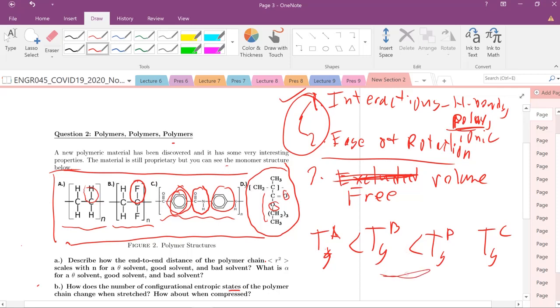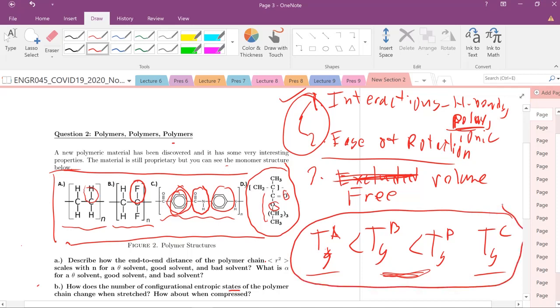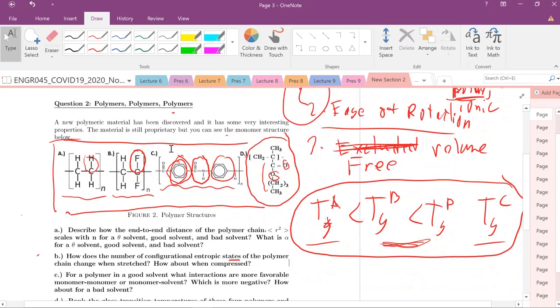But again, for these two, I can see an argument to be made either way and to flip. But this one and this one, I'd say those are fixed. So those would be my rankings of TG. And again, you have to justify based on interactions and ease of rotation primarily.